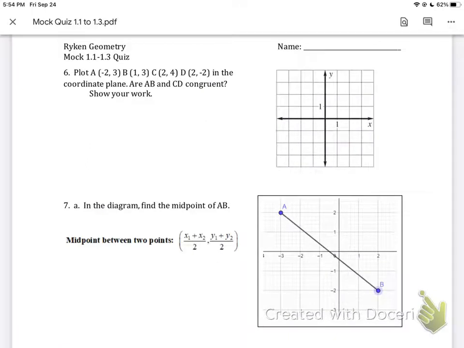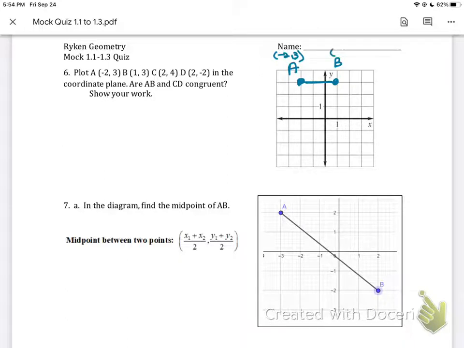Okay, so they were asking us to plot these points and then to figure out if AB and CD are congruent. So let's plot -2, 3. I go over 2 and up 1, 2, 3. So it's right here. That's A. Then I'm going to go 1 and then up 3. 1, 2, 3. That's B. Here is line segment AB. And A is -2, 3.